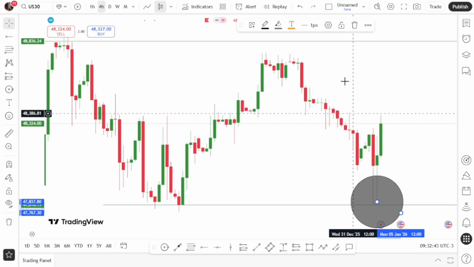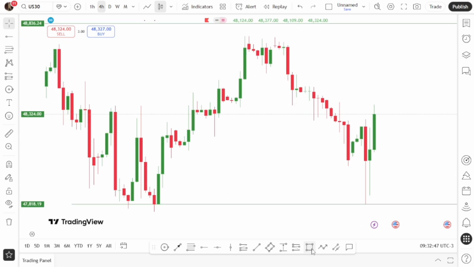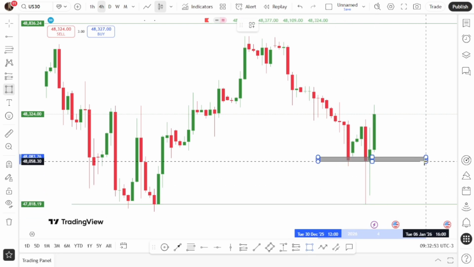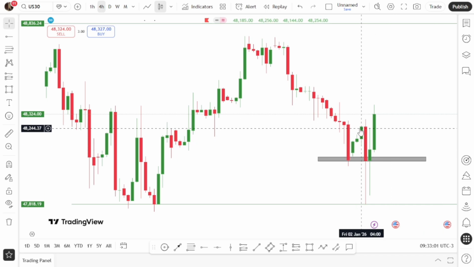Not only did price reject there, price did what? Price created what they call a double bottom. Now guys, when I saw this, remember what I told you about a reversal? When I saw the double bottom, I didn't enter the trade. You must wait for the break of the neckline.